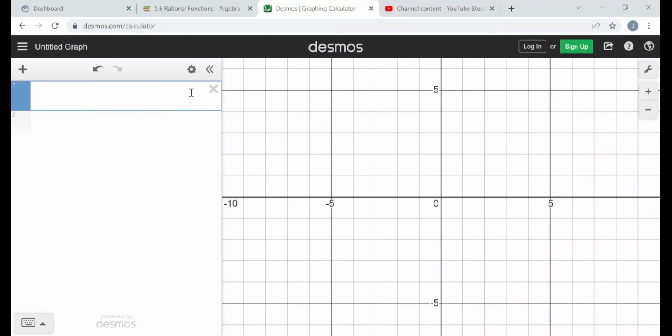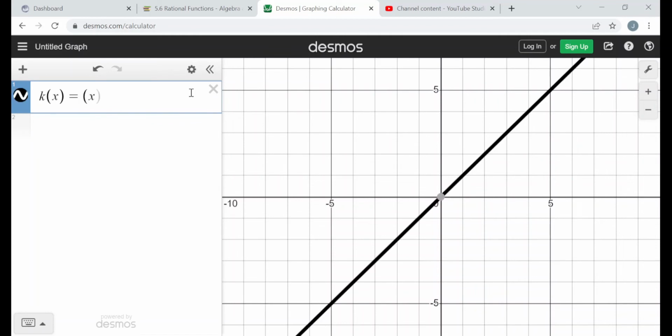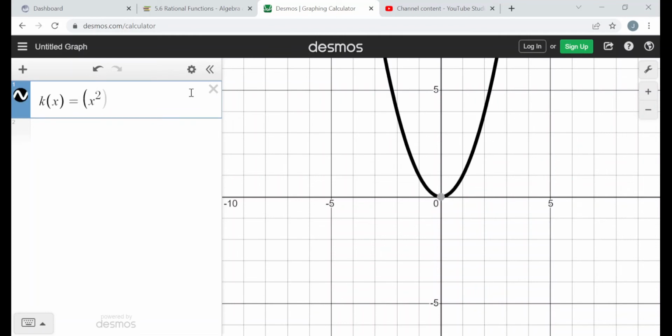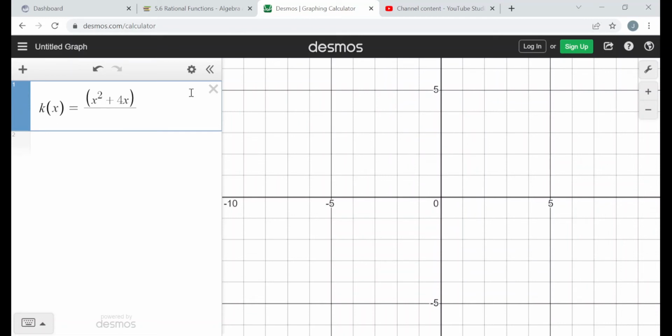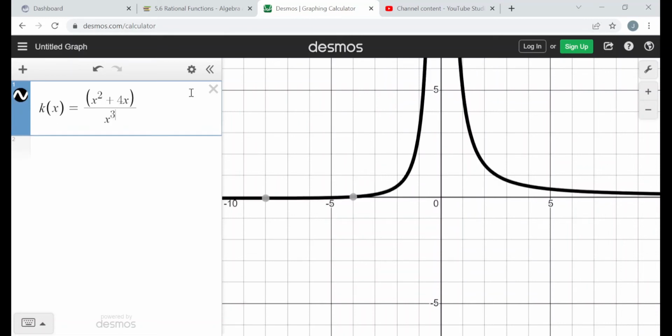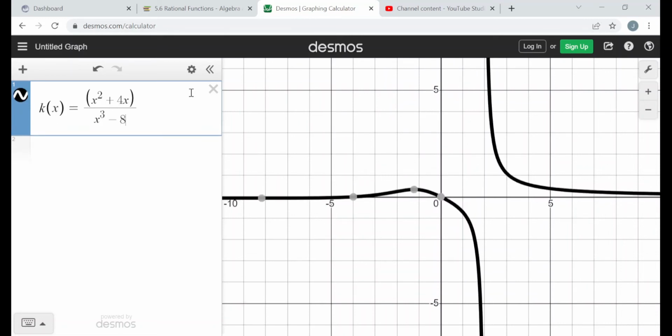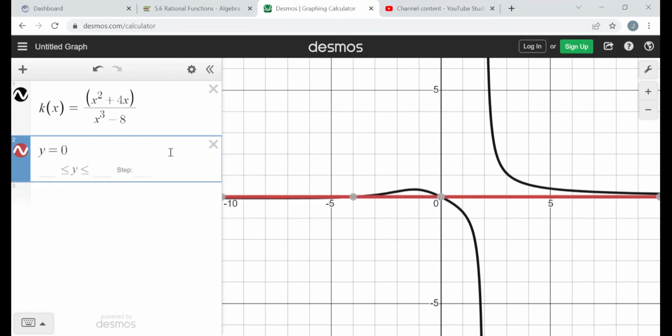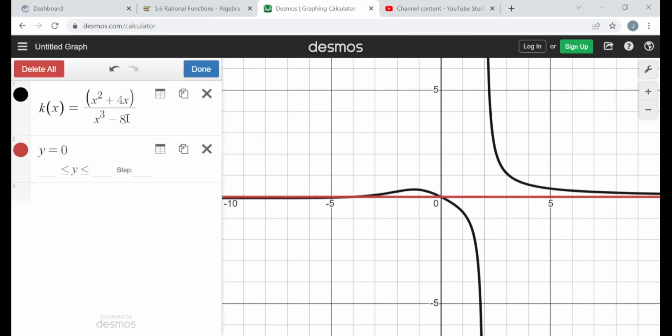Alright, the function as we were given it, k of x equals, numerator has x squared plus 4x. The denominator has x cubed minus 8. And I'll put in the x-axis, y equals 0, and I'll make it like a dashed line again, right? That is not actually part of the graph.